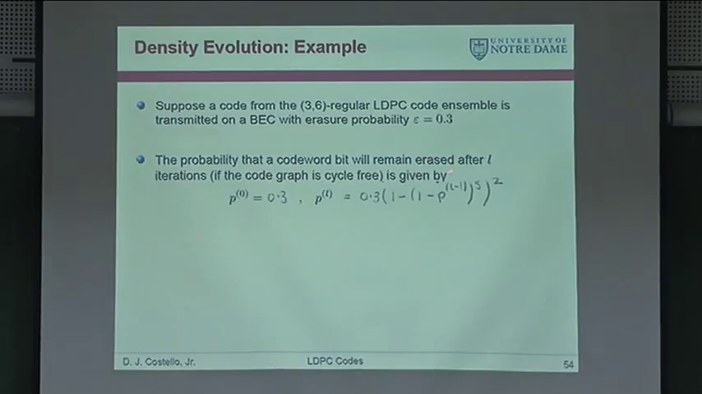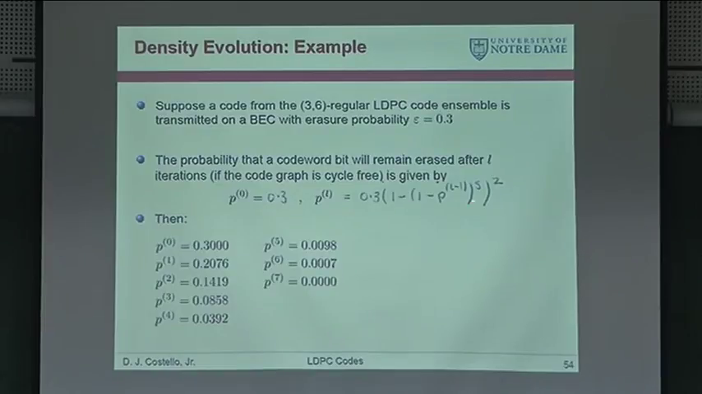The probability the code word will stay erased after L iterations is given by this expression. This is the erasure probability for a code bit. These are the P's. In the beginning, 0.3, this is the probability of the channel. And then in general, it's given by this expression, which is exactly the expression on the previous page, except now for k minus 1 we have 5, because k is 6, and for j minus 1 we have 2, because j is equal to 3. And again, this is L minus 1 in here.